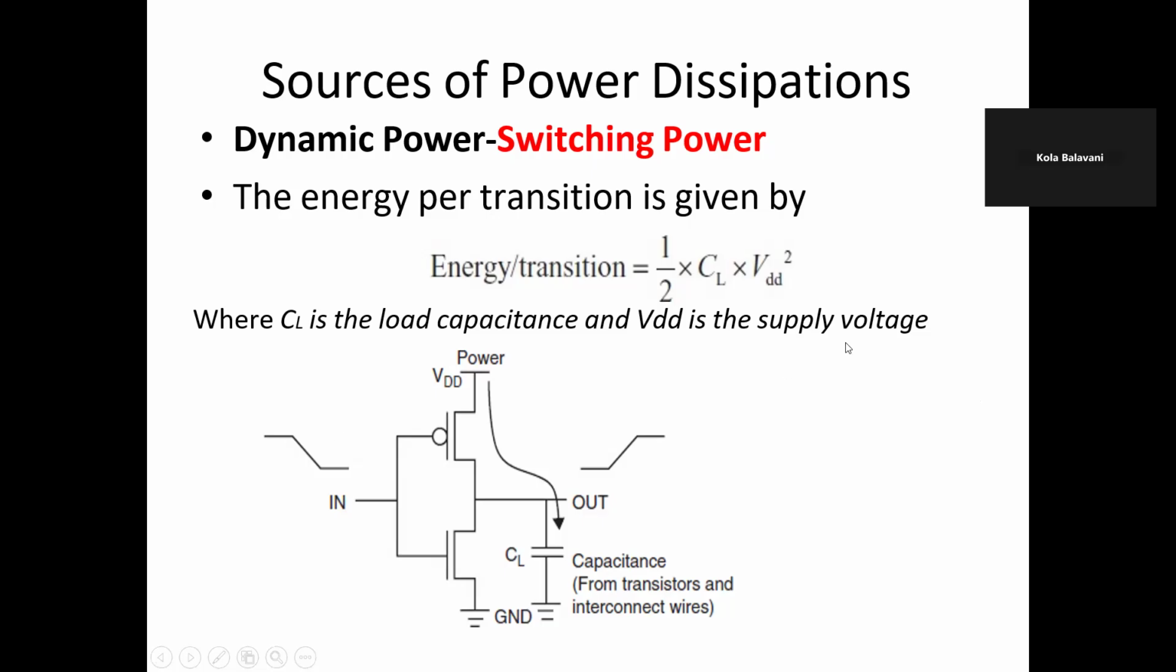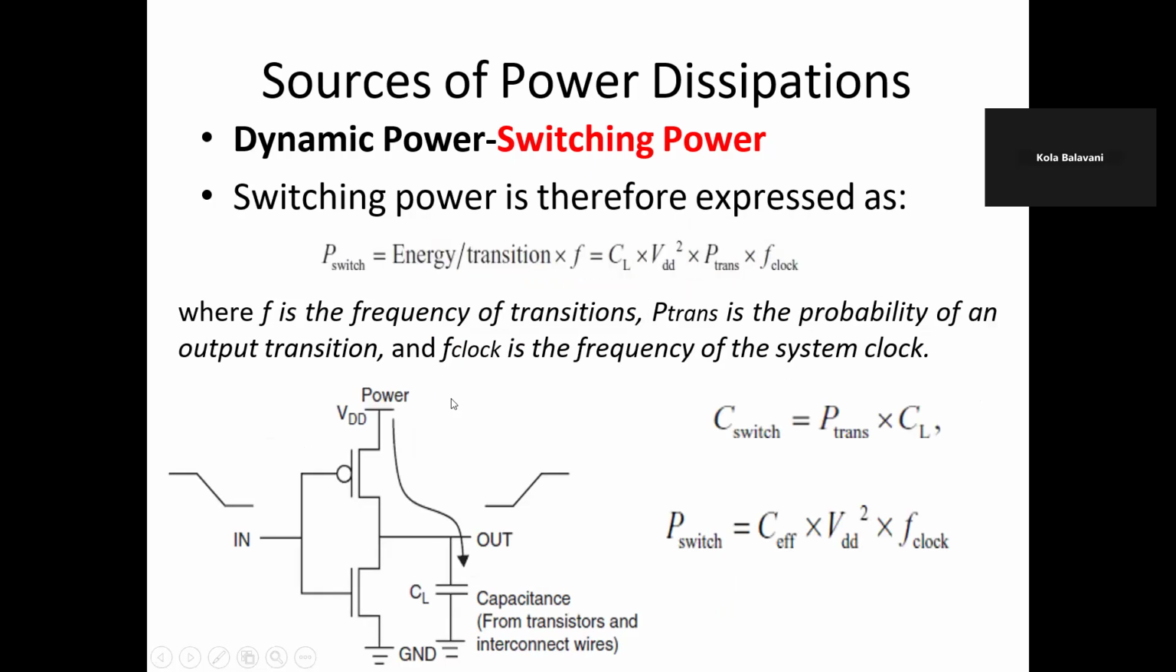VDD is nothing but the supply voltage and CL is the load capacitance. The switching power is therefore expressed by the expression P switch equals CL times VDD square times P trans times F clock, where P trans is the probability of output transition and F clock equals the frequency of the system clock. So finally P switch is equal to the capacitance value times supply voltage square times F clock.